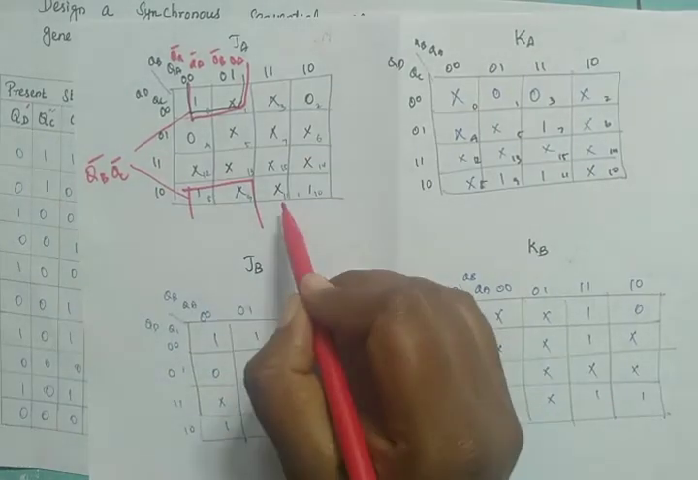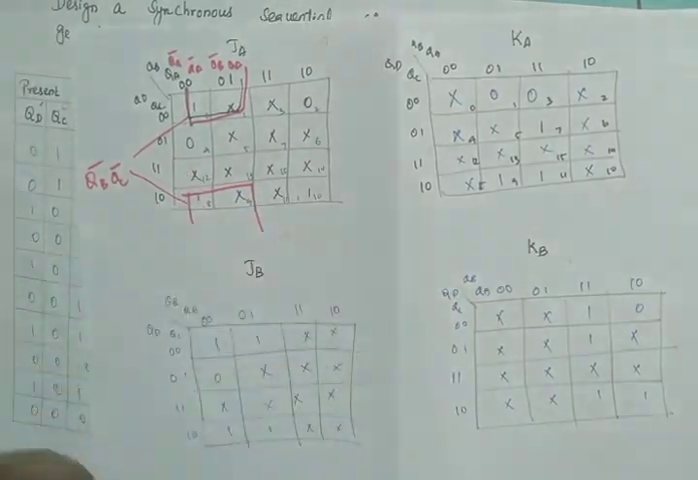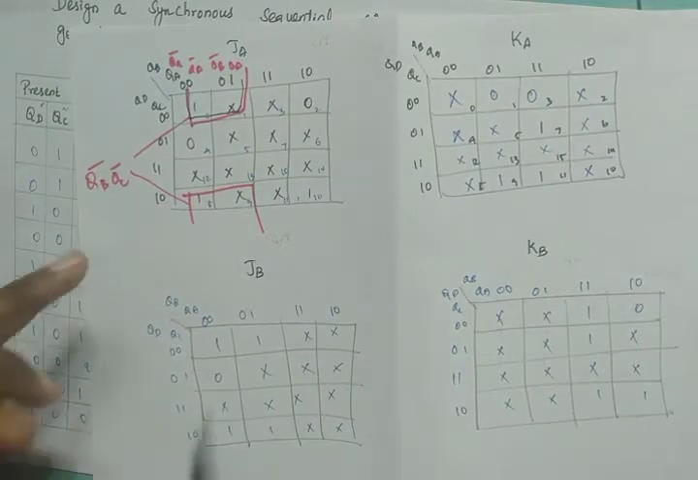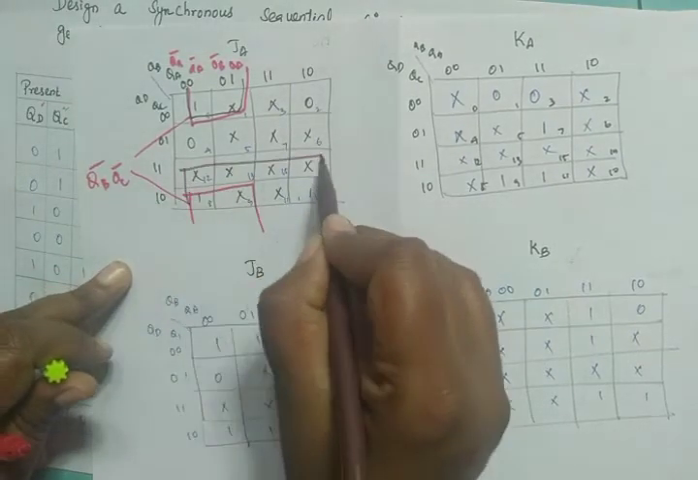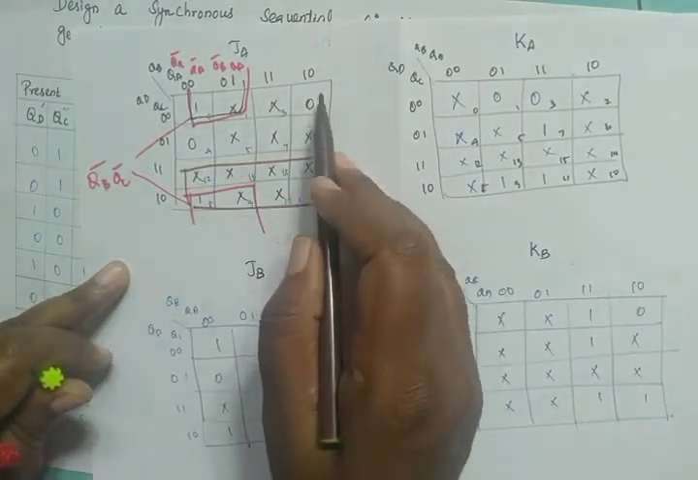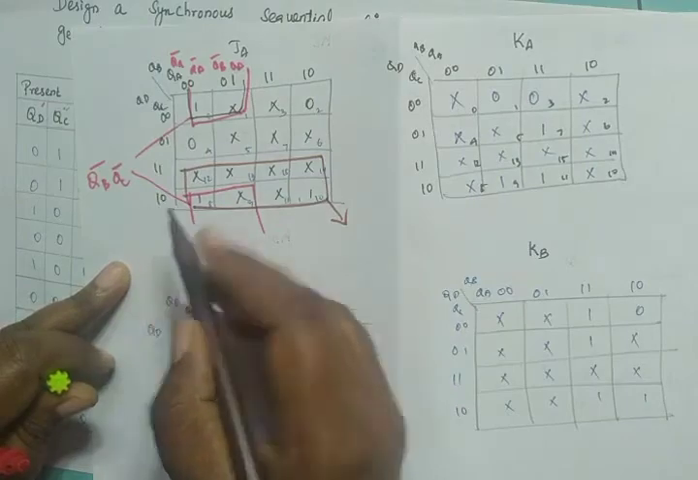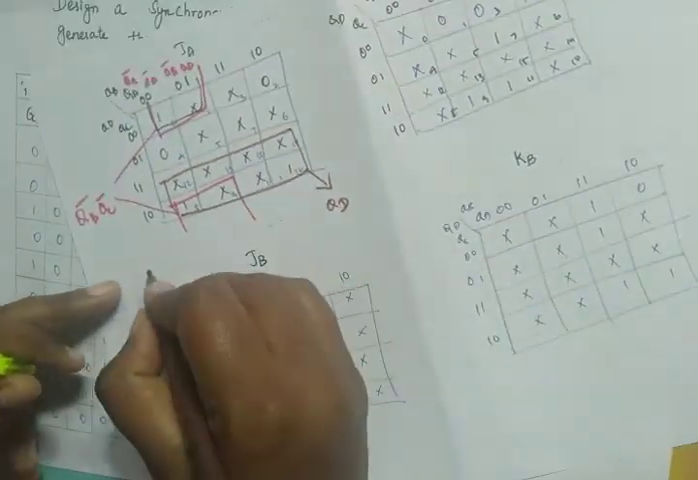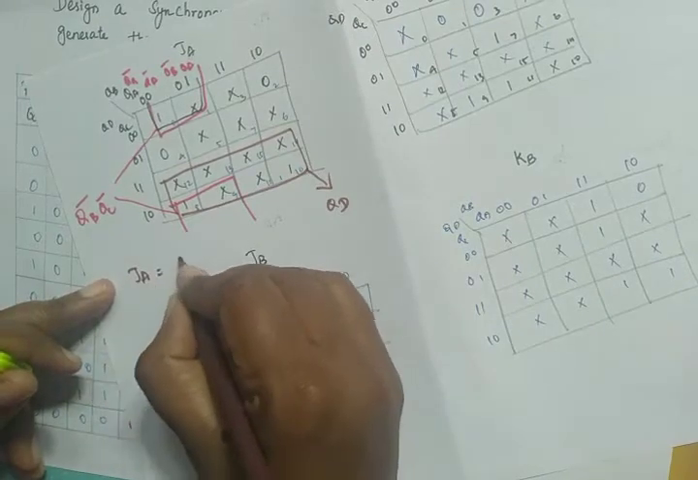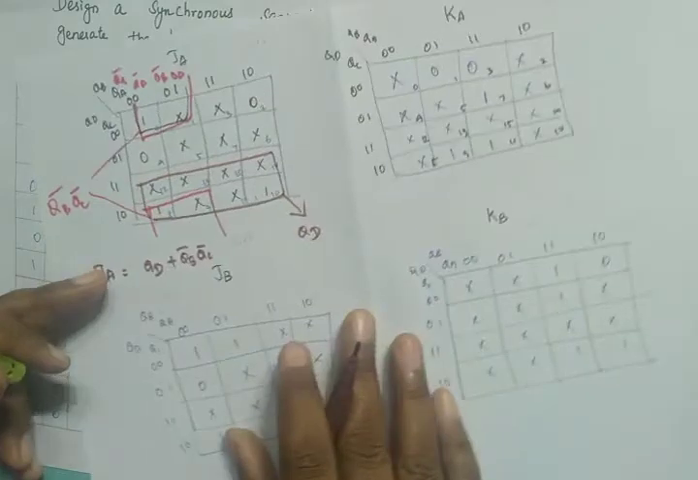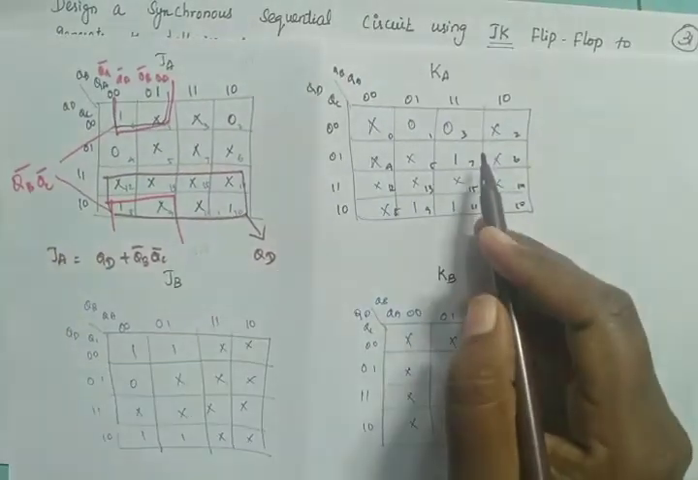Then the next one, here we have 1. So pair this every one, so that everything will get cancelled. Here we have only QD. This is QD. Therefore JA is equal to QD plus QB bar QC bar. Then the next one, let us move on to KA.